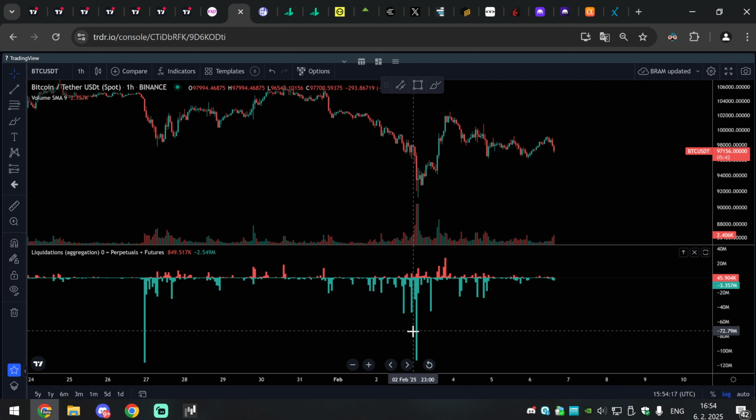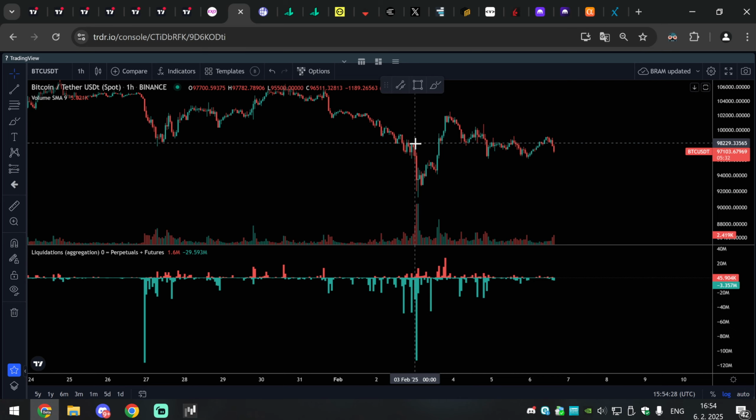Exchanges are not reporting all liquidations. I think they said they report like 25% only. So this was larger than FTX. This was larger than the Luna crash. It was showing you how much leverage was in the system.